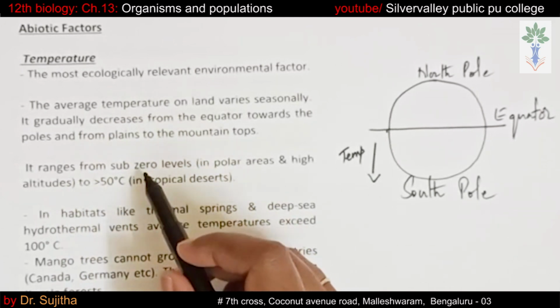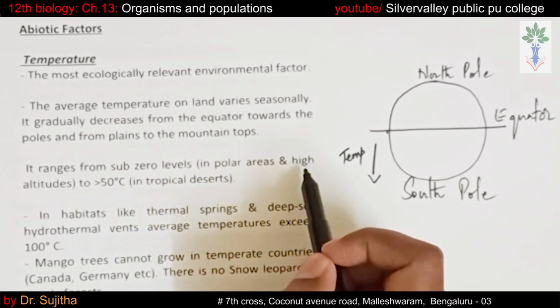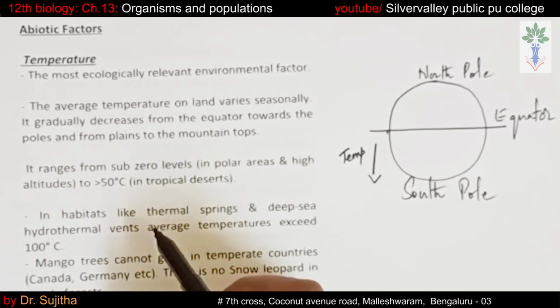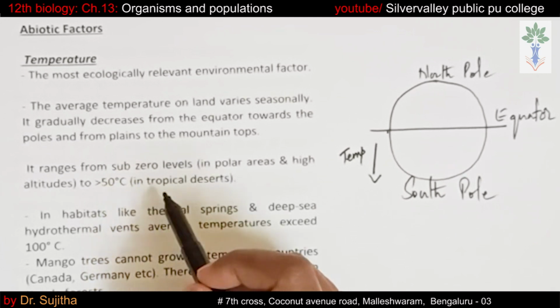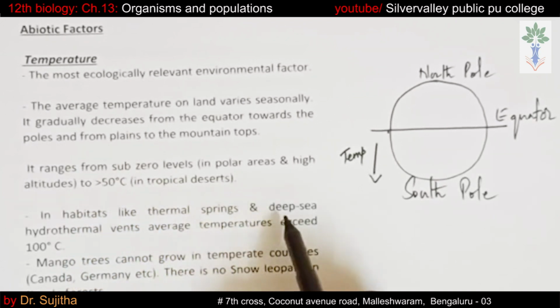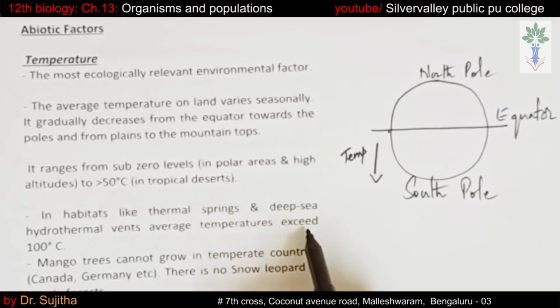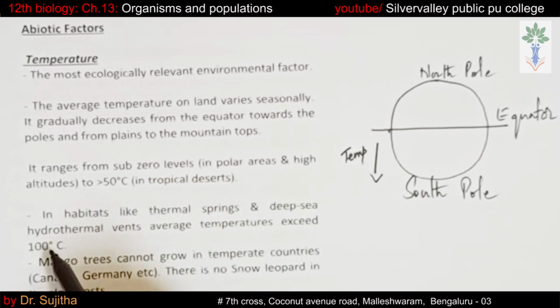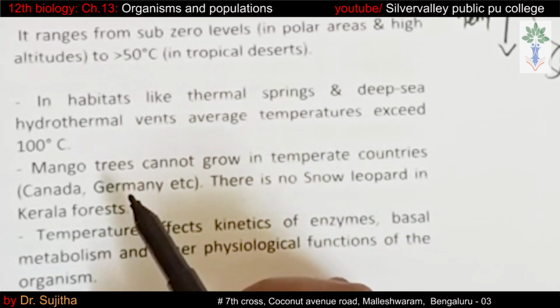It ranges from sub-zero level, that is less than zero level, in polar areas and high altitudes. And it can be even greater than 50 degrees centigrade in tropical deserts. But in certain special habitats such as the thermal springs and deep sea hydrothermal vents, the temperature can exceed 100 degrees centigrade. The distribution of the plants and animals are dependent upon the temperature.